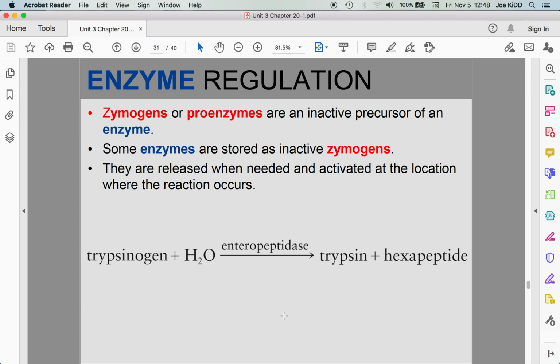Zymogens, also called proenzymes, are inactive precursors to an enzyme. As the enzyme is being produced, sometimes there's a cap on the enzyme that needs to be cleaved off before the enzyme can be functional. And again, this is another form of enzyme regulation that can occur.